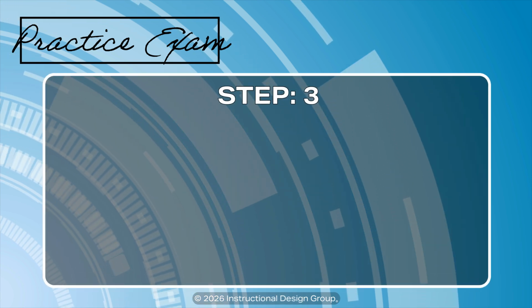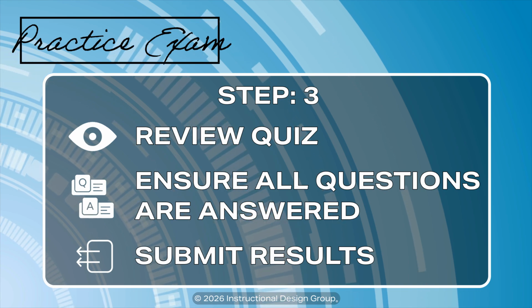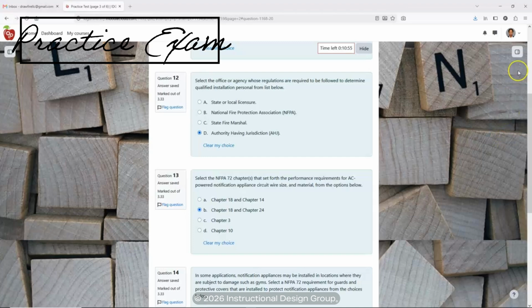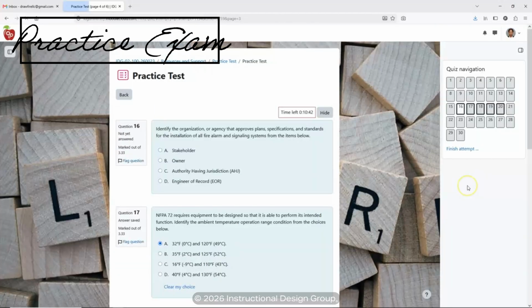Step 3. Review the quiz for questions with missing answers before you submit your results. You can open the block drawer to review. Any questions with a box that is not shaded means the question was not answered. Like the flagged questions, you can click on the box to navigate to the question. Check the timer to be aware of how much time is left.